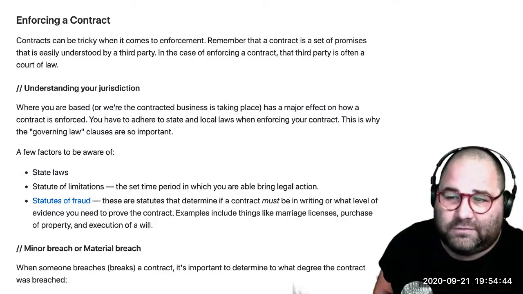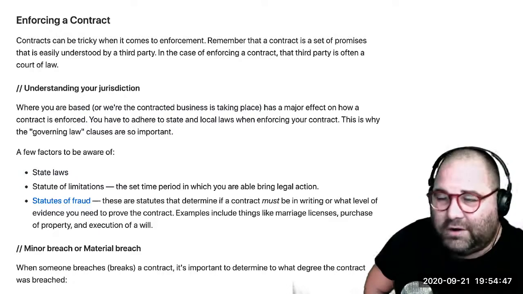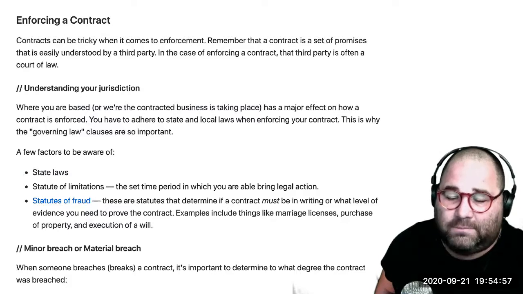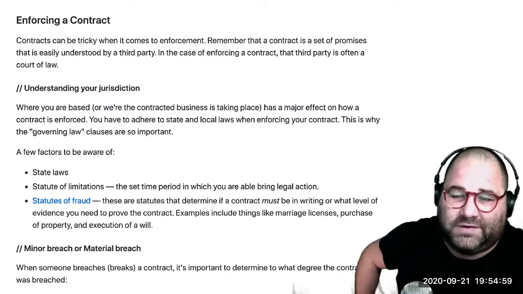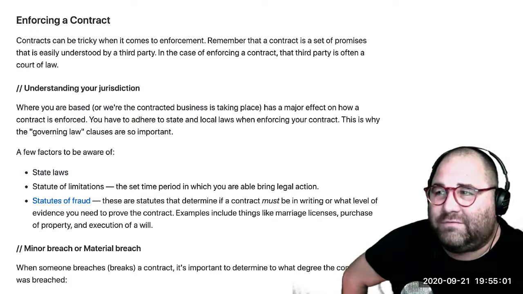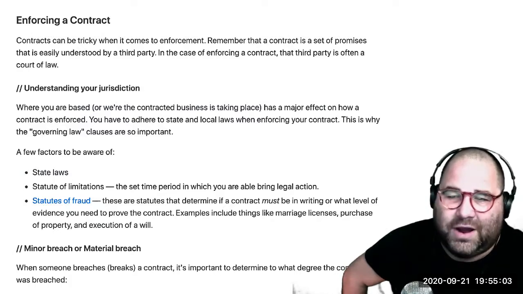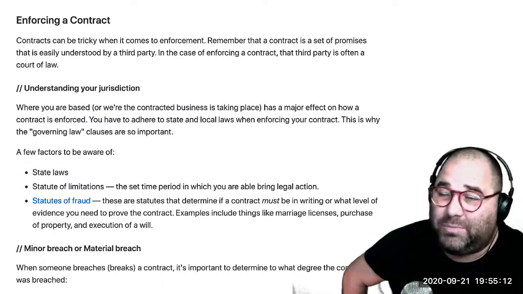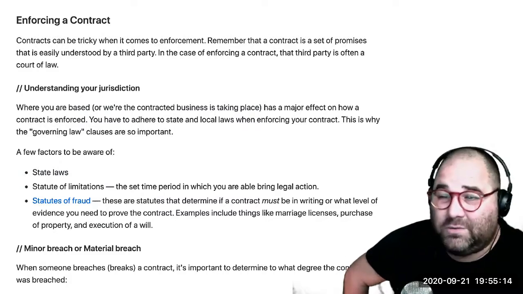So some factors, state laws, like I've already mentioned, statute of limitations. It's a set period in time in which you're able to bring legal action. So if you're enforcing a contract and you wait too long, the statute of limitations might expire. Let's say that someone violates a contract and you don't go after them for 2 years. Your state might say, hey, you know what? You had to do it within 2 years for this type of legal action. You're beyond the statute of limitations. And then, you know what? You're just out of luck.